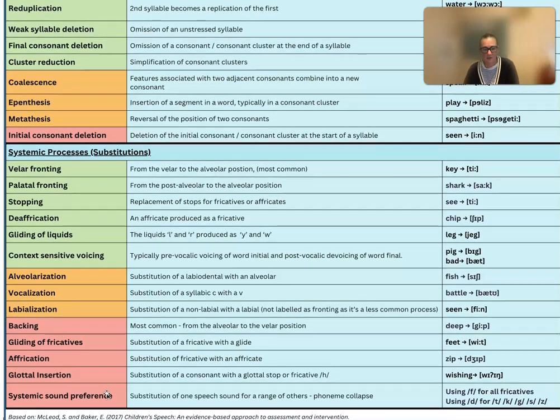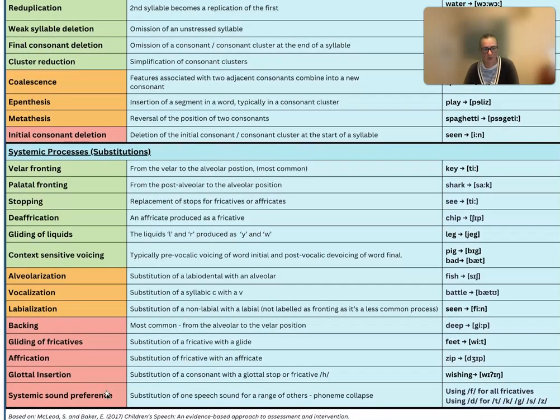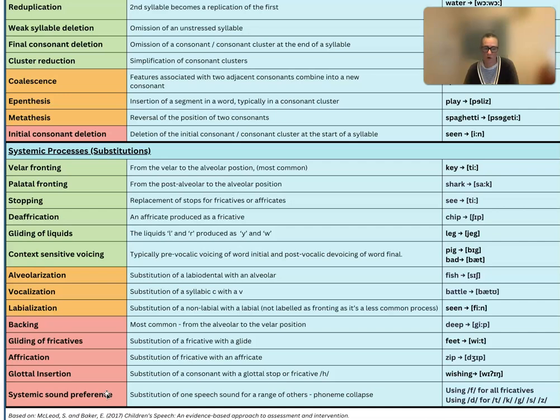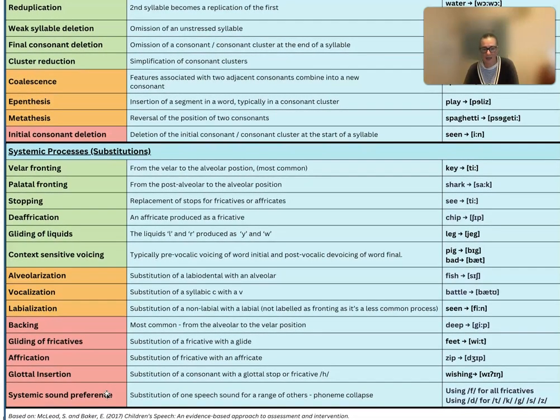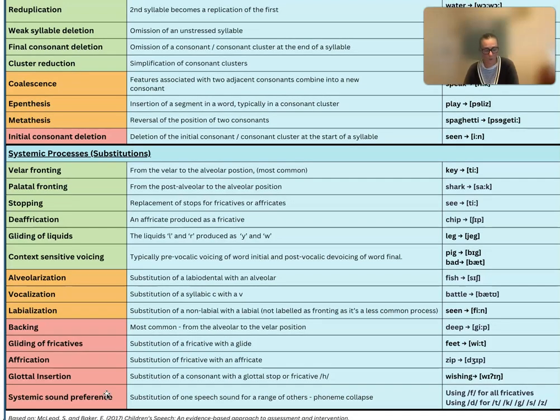So yeah, that's really interesting. That's a bit more of a complex one. I hope that helps with your understanding of phonological processes.